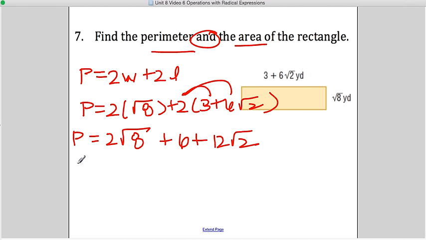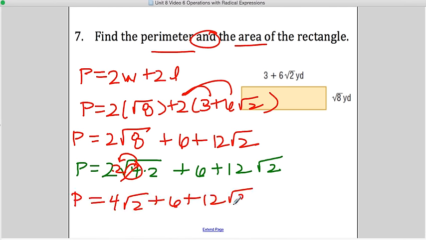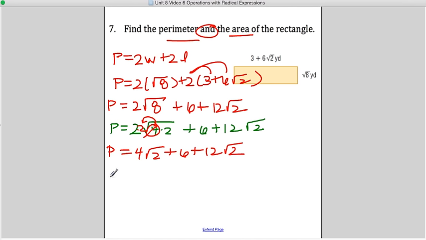I think about 8, and I can actually rewrite that. It's 4 times 2, plus 6 plus 12 square root of 2. The square root of 4 is 2, so I'd write a 2 out in front. So I'd have 2 times 2, which is 4 square root of 2, plus 6 plus 12 square root of 2. Can I combine any of those? Well, they are the same radical, so 4 plus 12 is 16. So I would have 16 square root of 2 plus 6, and this is perimeter, which is labeled in yards.